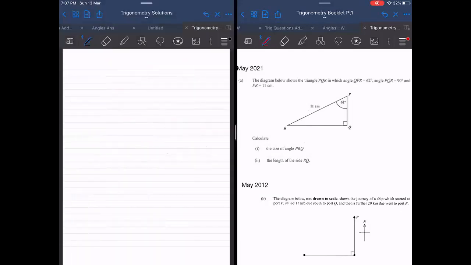Okay, so they give us a triangle, and they say find the size of angle PRQ. Now for this one, we want to remember that angles in a triangle sum to 180 degrees.